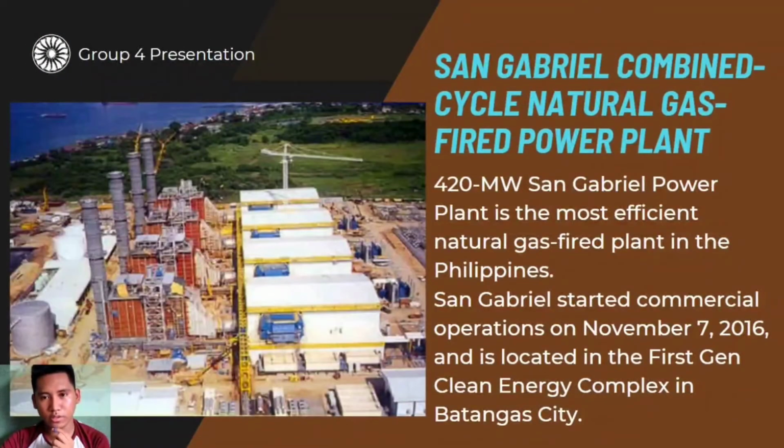Next is the San Gabriel Combined Cycle Natural Gas Fired Power Plant. The 420 megawatt San Gabriel power plant is the most efficient natural gas fired plant in the Philippines. San Gabriel started commercial operations on November 7, 2016 and is located in the First Gen Clean Energy Complex in Batangas City.